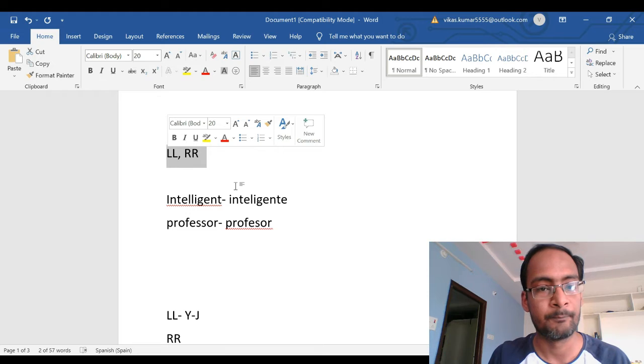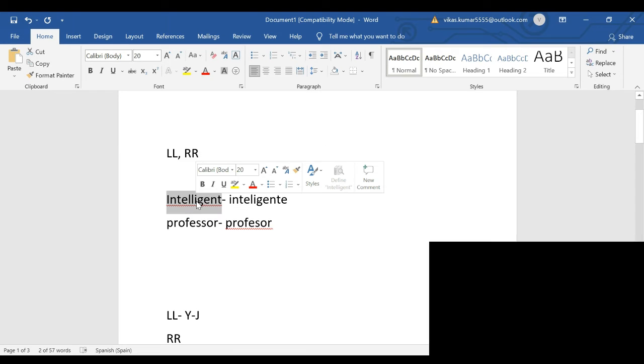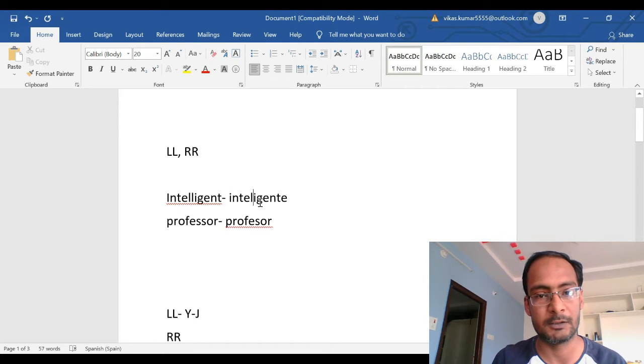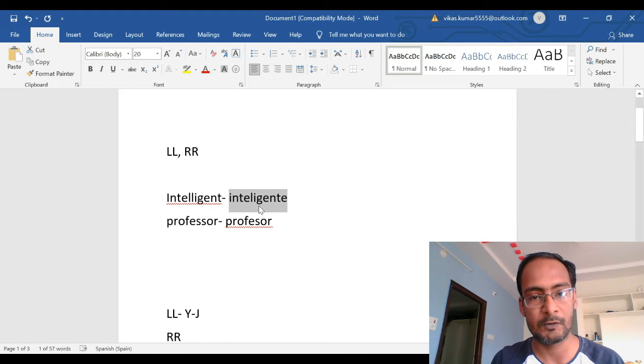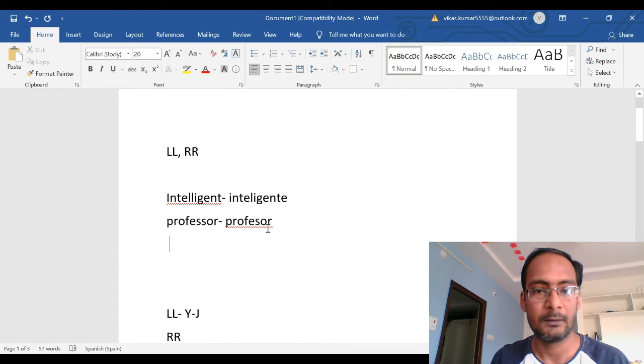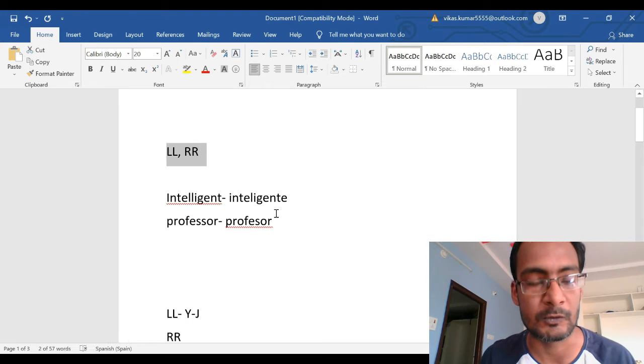They are never repeated. So if there is a word like intelligent, and there is a similar word in Spanish, the double L will change to single L. In Spanish, it is pronounced as inteligente. So double L changes to single L. Similarly, this is professor, wherein in English we write it with double S, but in Spanish it changes to single S. So double S is not repeated here, double L is not repeated. In Spanish words, only double L or double R can be repeated, none of the other consonants.